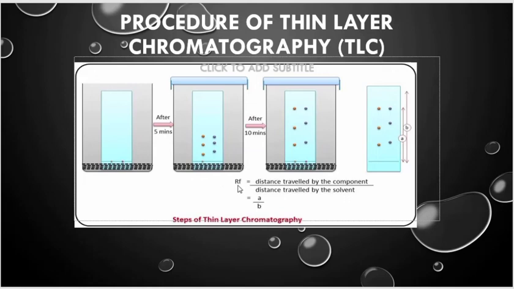So this is the formula of retardation factor, or RF value, meaning the distance traveled by the component divided by the distance traveled by the solvent. This is the formula of retardation factor, the RF value.